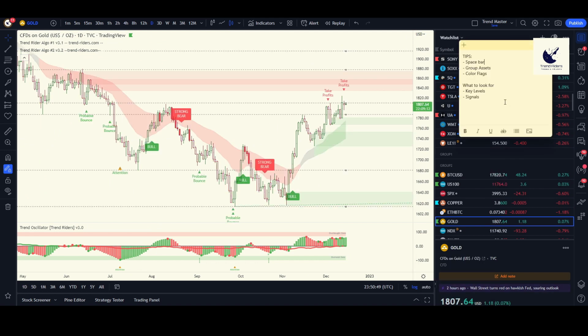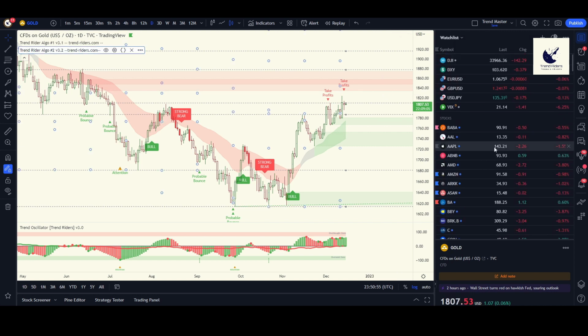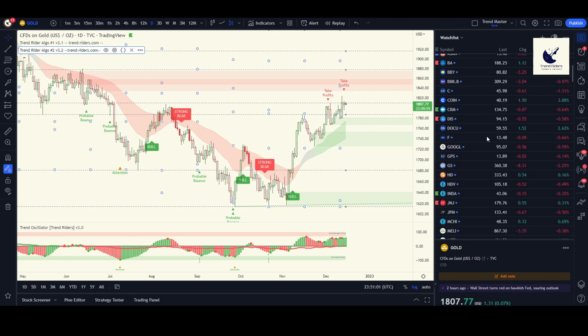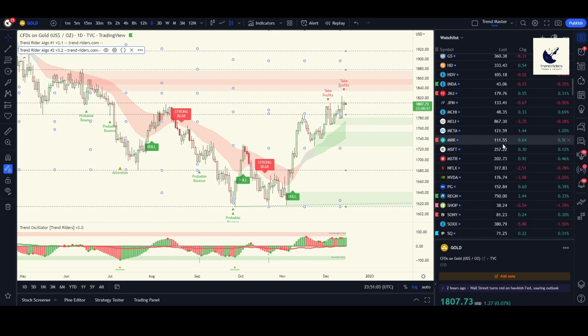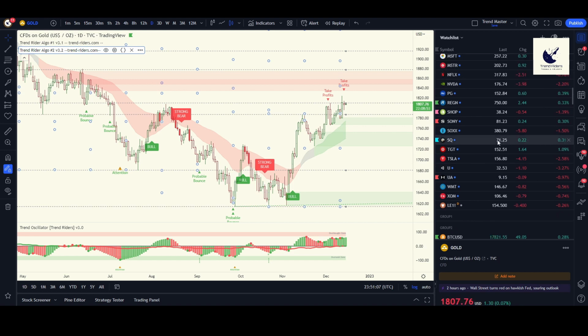So the second tip is to group the assets. What do I do personally? This is what works for me because this is what I trade every day. For example, I have a group for stocks. This is the stocks I tend to trade the most. I don't trade all of them at a time. I trade only a few of them when I see opportunities with the process we're going to see right now.